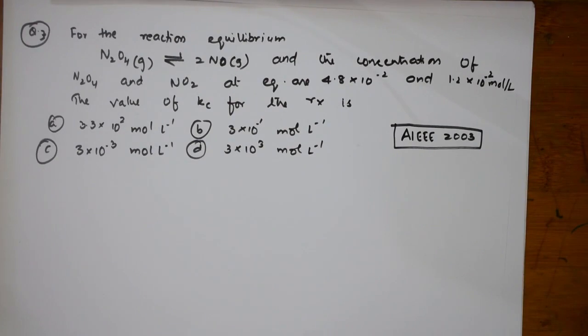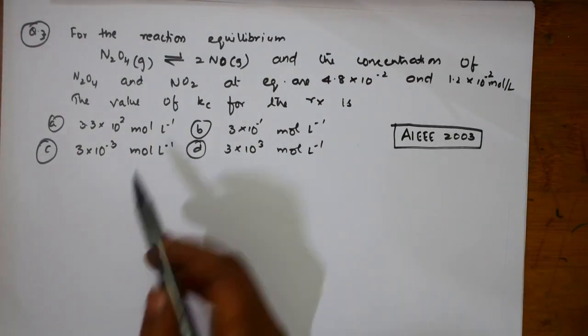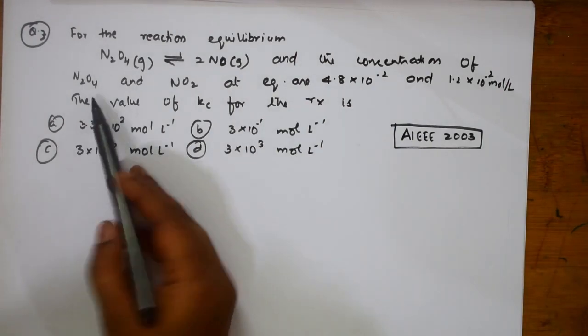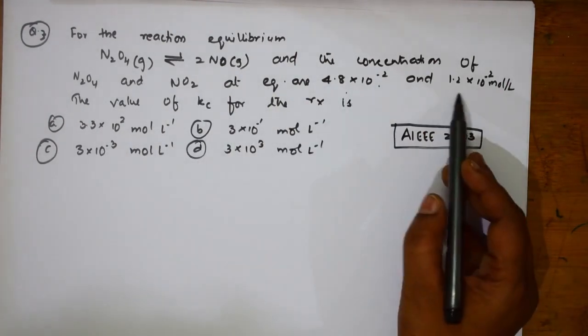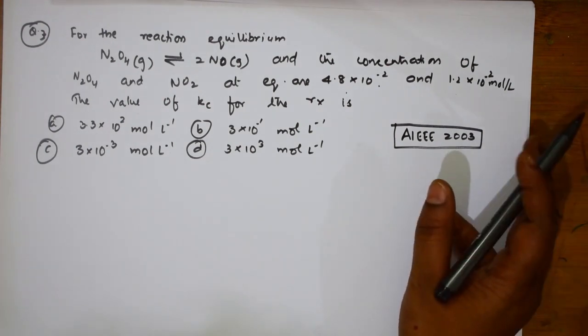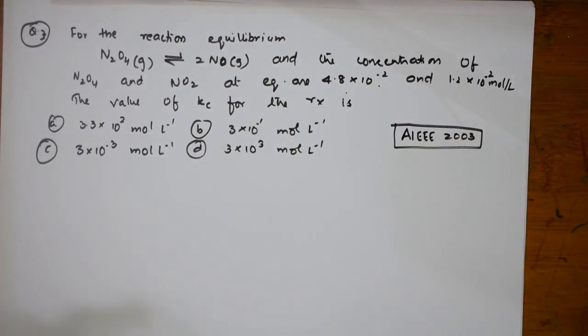Right. So now let us do one more question, which is given in your AIEEE 2003 paper. So here what do they give us? For the reaction equilibrium, they've given one reaction here, and the concentration of N2O4 and NO2 at equilibrium are 4.8 into 10 to the power of minus 2 and 1.2 into 10 to the power of minus 2 mole per liter. I need to find the value for the equilibrium constant Kc for this.